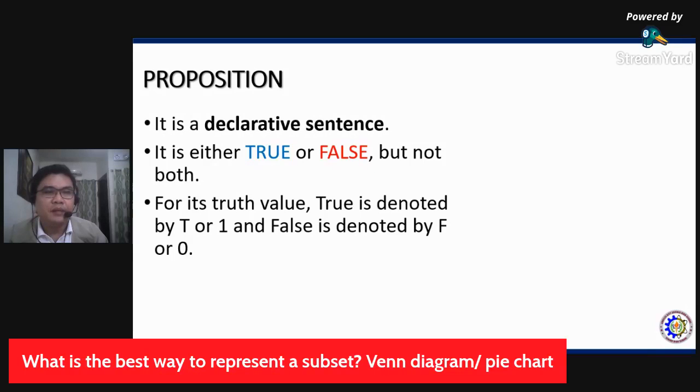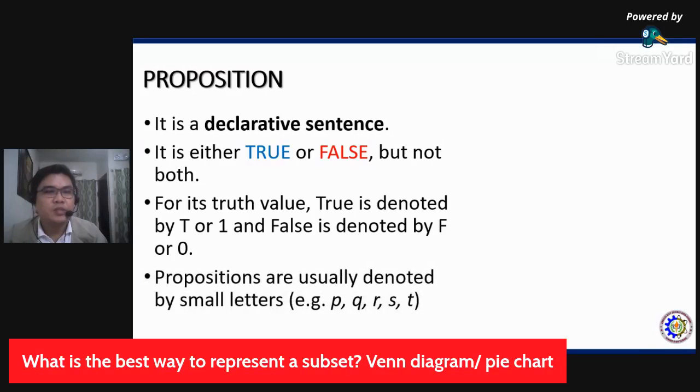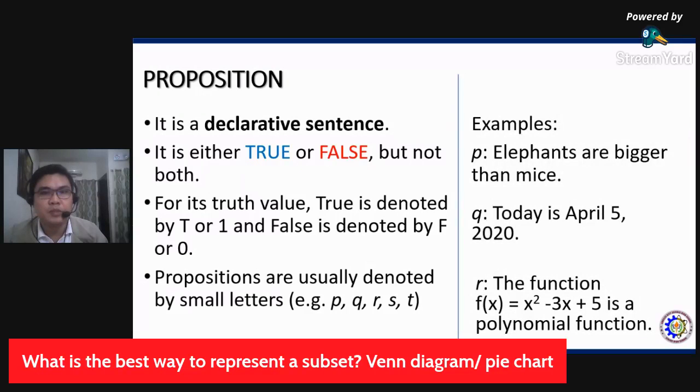The truth value of a proposition is usually denoted by T, capital letter T, or 1 for numerical value if it is true, and F, capital letter F, or 0 in numerical form if it is false. And usually, propositions are denoted by small letters, for example P, Q, R, S, T. These are the common small letters being used to denote propositions. Let's have some examples for these propositions.